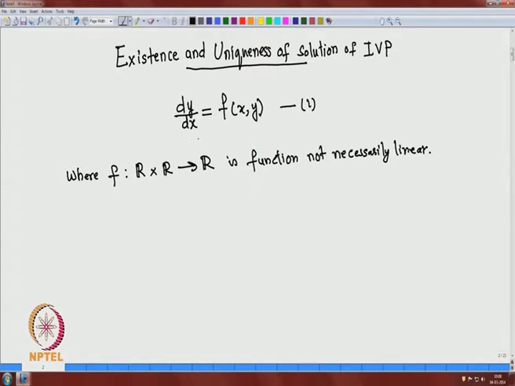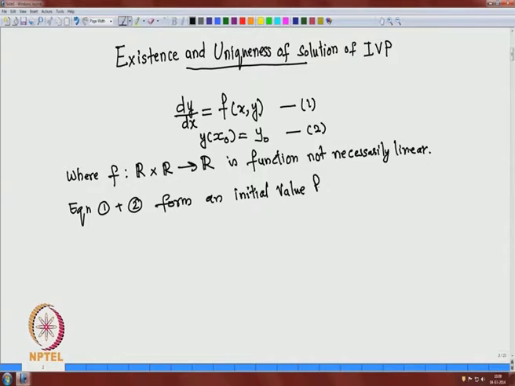Along with the differential equation, we also give an additional initial condition, y at x0 is equal to y0. Call this equation number 2. Equation 1 along with the initial condition 2 is known as an initial value problem, commonly written as IVP.